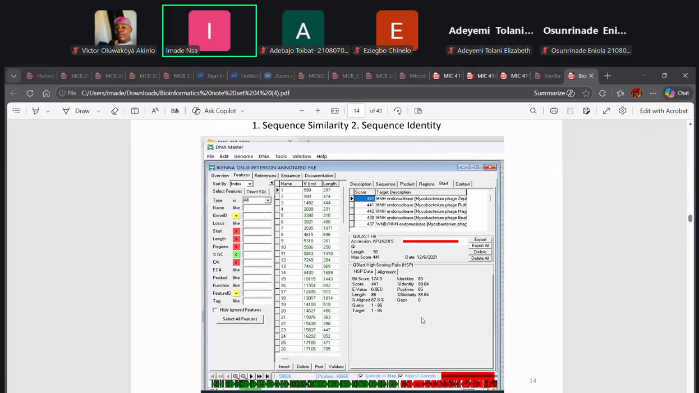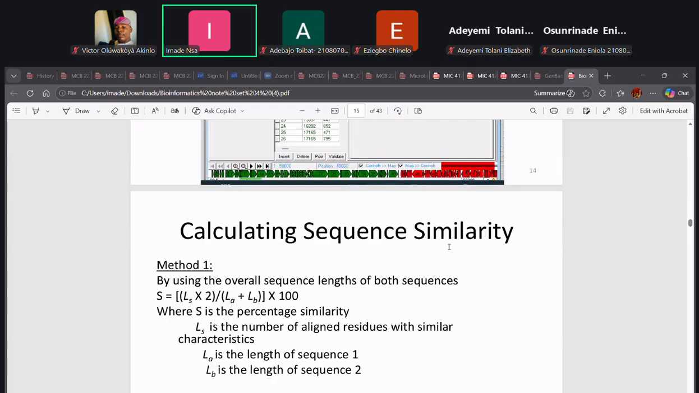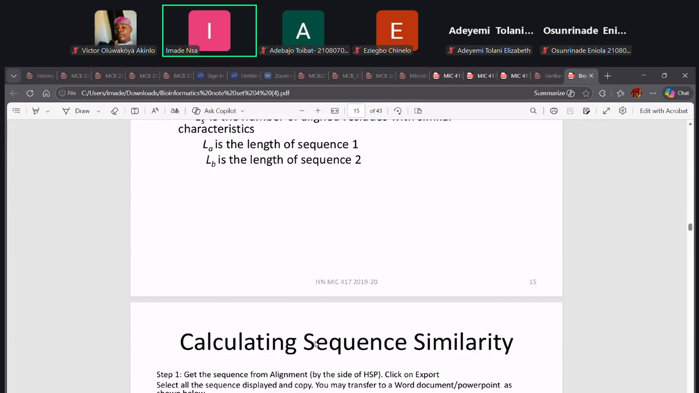Okay, so method 1, how are we going to calculate the sequence similarity? What we do is that we use the overall sequence lengths of both sequences. So this is the formula: S = LS times 2 over (LA plus LB) times 100. And of course, observe the parenthesis. Where S is the percentage of similarity, LS is the number of aligned residues with similar characteristics, LA is the length of sequence 1, LB is the length of sequence 2.